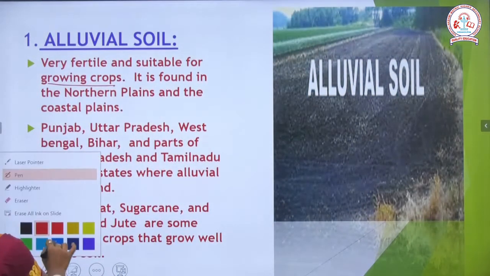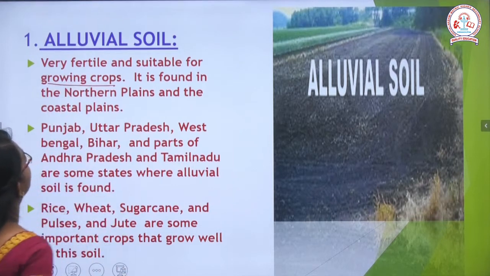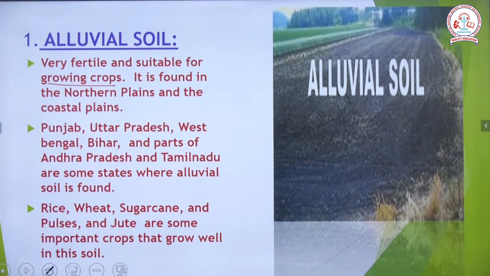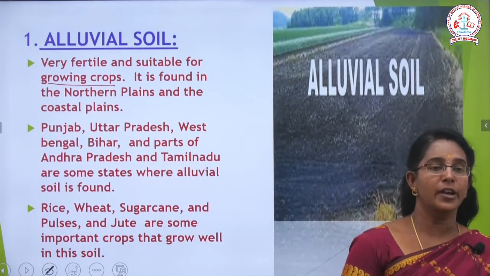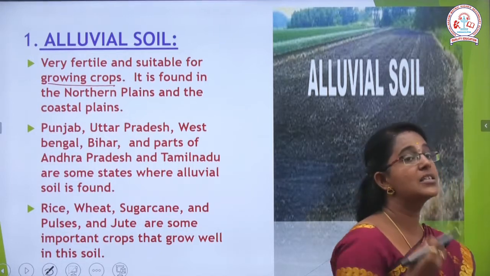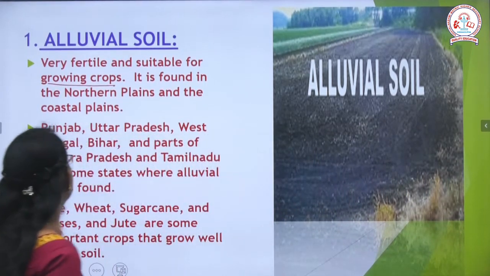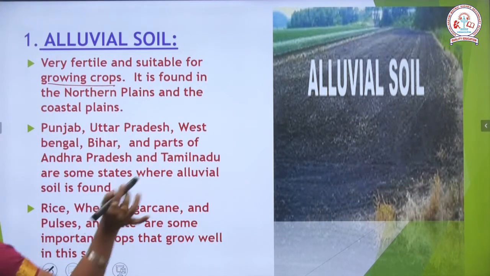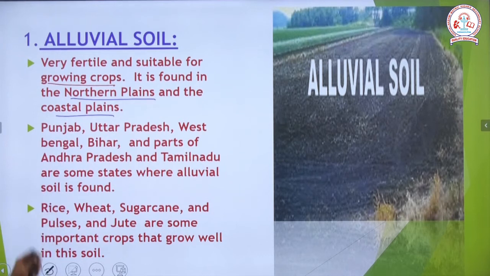Yes, 1 minute. It is very fertile and suitable for growing crops. The alluvial soil is very apt for growing crops, for example rice, wheat, anything. It is found in the northern plains and coastal plains also. So this is where we will see alluvial soil: in the northern plains and coastal plains.